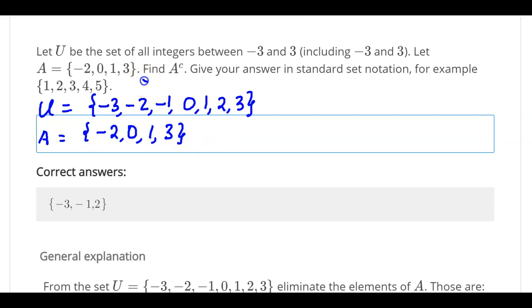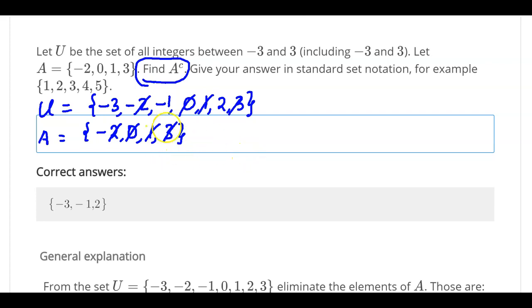Now they're asking me to find A complement. Give your answer in standard notation. The easiest way to find A complement is to write your universal set on top of your set A, and then simply strike off. I have a -2 here in A, which means I should not have a -2 there. I have a 0, I should not have a 0. I have a 1, I should not have a 1. I have a 3, I should not have a 3. So the rest of the numbers are the complement.